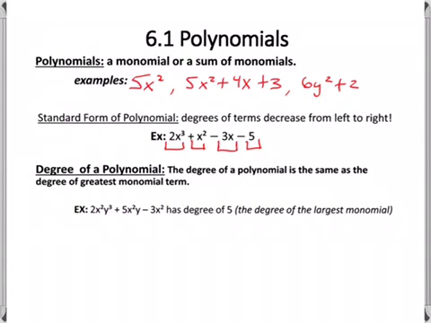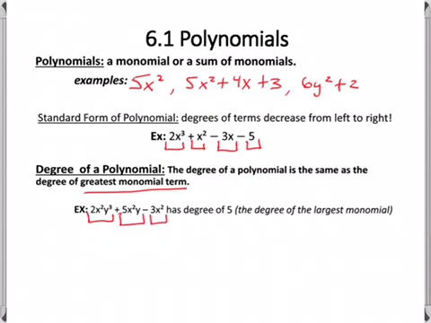The degree of a polynomial is the same as the degree of the greatest monomial term. And so the thing to keep in mind here is polynomials are made up of individual monomials put together with the addition or subtraction sign in between them. The addition or subtraction signs serve as a means to separate the terms. So in this case, this is one term, this is another term, and this is another term.